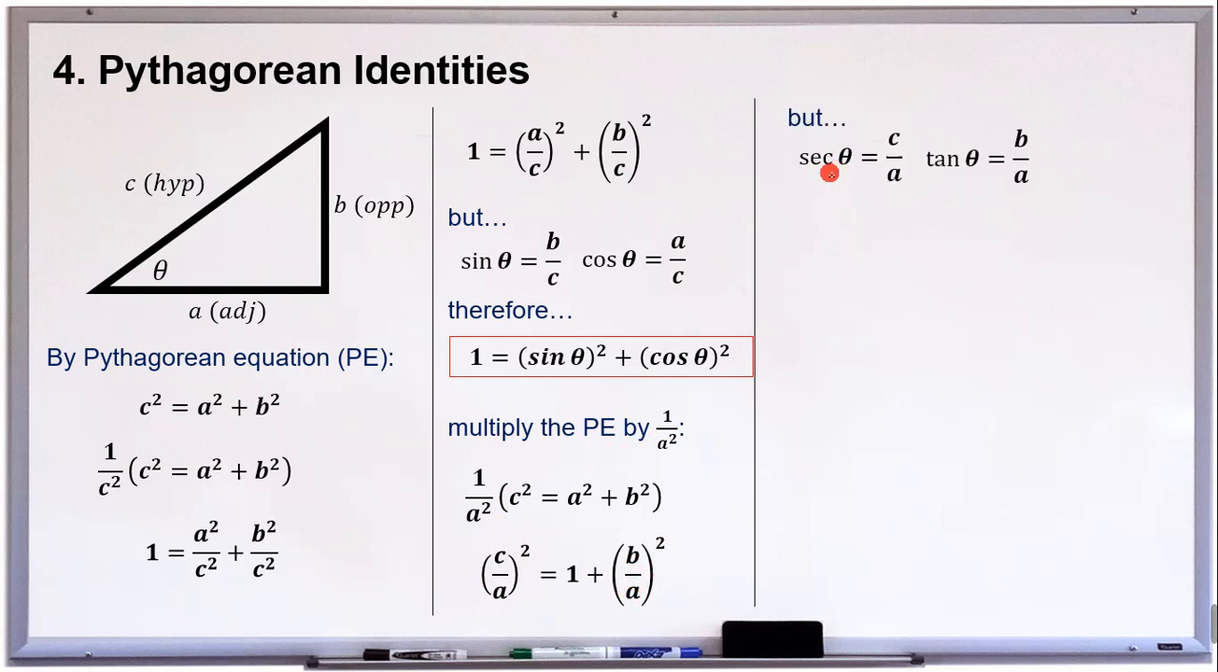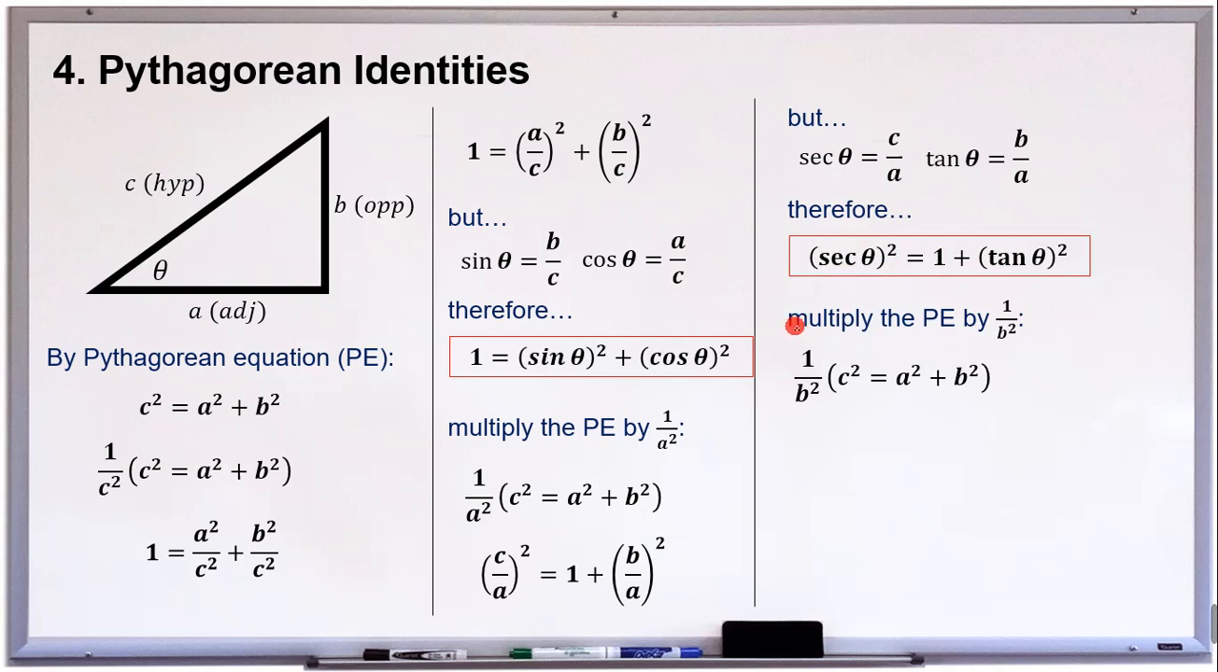Now, we all know that c over a, so c is the hypotenuse over the adjacent, will give us secant of theta, and then the ratio of b over a, that is the opposite over the adjacent, gives us the tangent of theta. Now we are going to substitute this in our equation, and it will become secant theta squared is equal to 1 plus tangent theta squared. This is our second Pythagorean identity, in terms of the tangent and the secant.